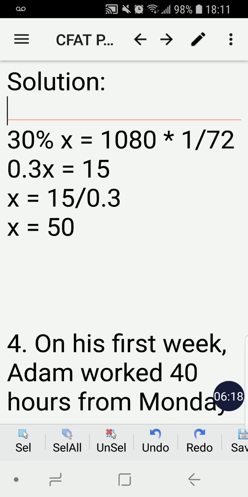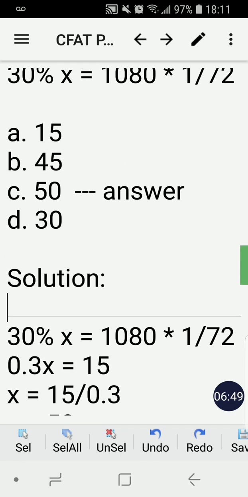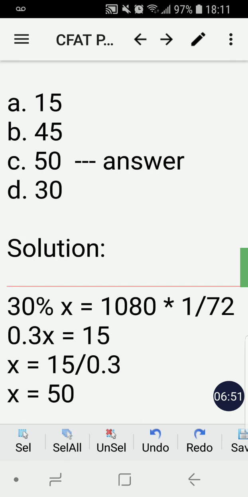So 30% x is equal to 1080 times 1 over 72. 30% x is equal to 0.3x in decimal form. 1080 times 1 over 72 is equal to 15. So we solve for x now: 15 divided by 0.3, x is equal to 50, which is letter C.